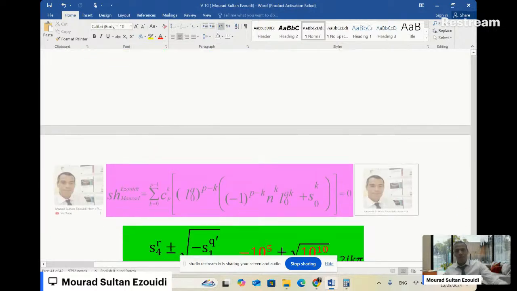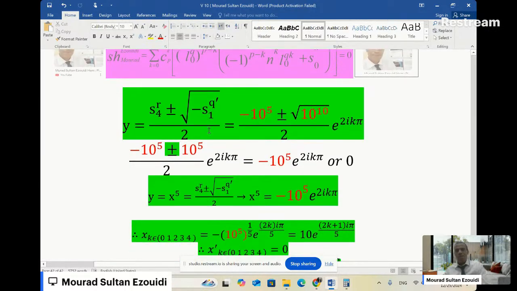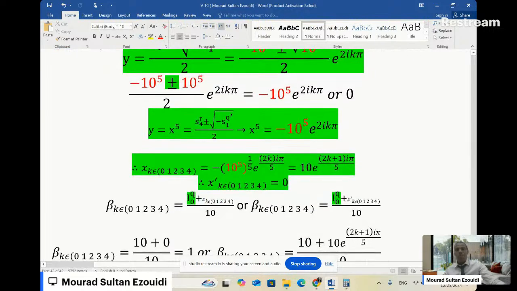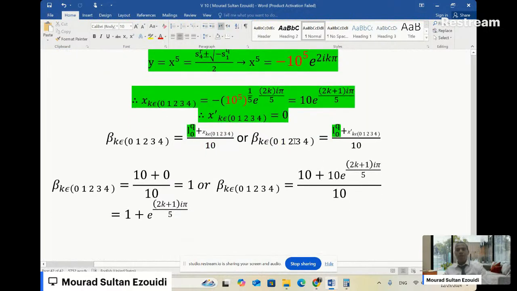I will take the square root, meaning y equals s4 plus or minus the root of negative s1 of 42 dash divided by 2. So this one is clear: negative 10 raised to the power 5 exponential to k pi is equal to 0. Therefore, the x roots of my new 10 degree equation are obtained from the 10 degree equation that is obtained itself by the extension.